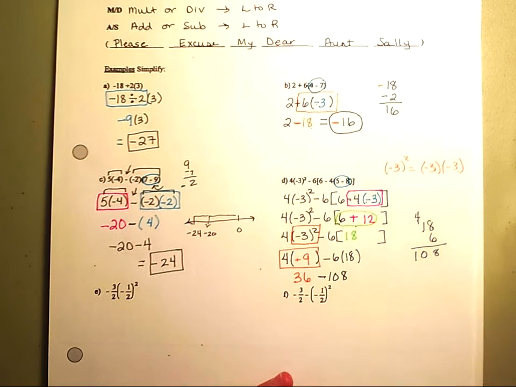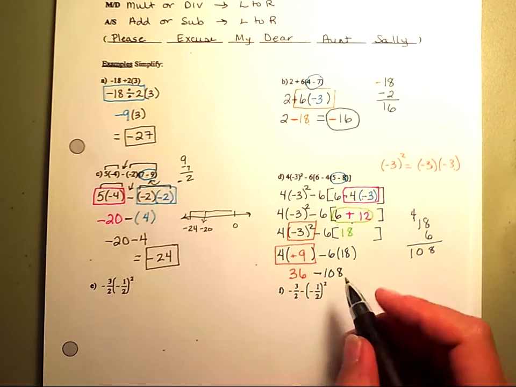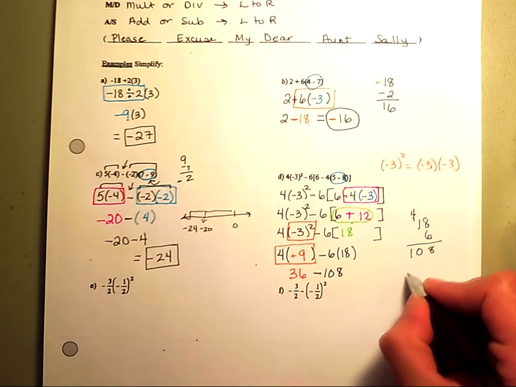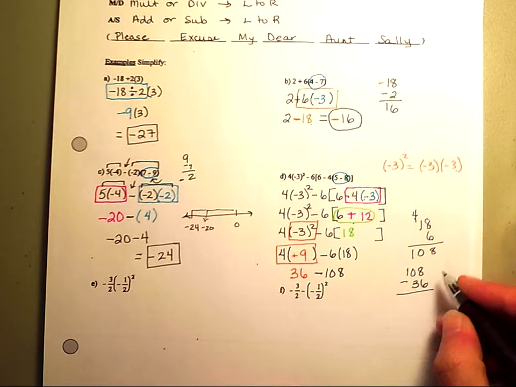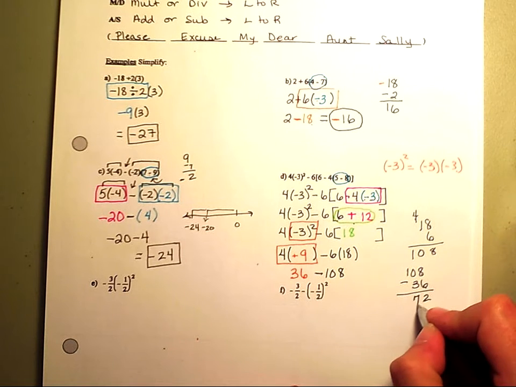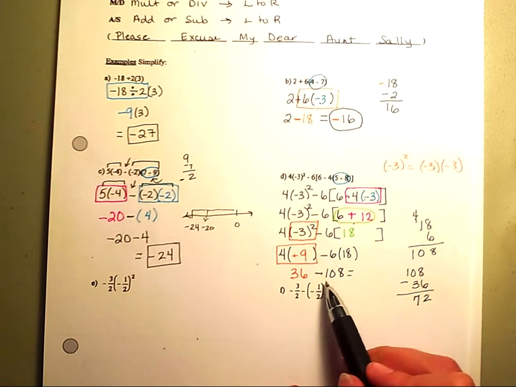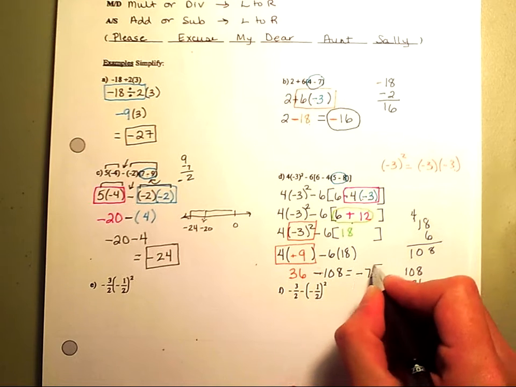So we have 36 minus 108. Again, to deal with the negative, I'll take 108 and subtract as normal, 36. 8 minus 6 is 2. 10 minus 3 is 7. I take the sign of the larger number, which was 108, so this is negative 72.